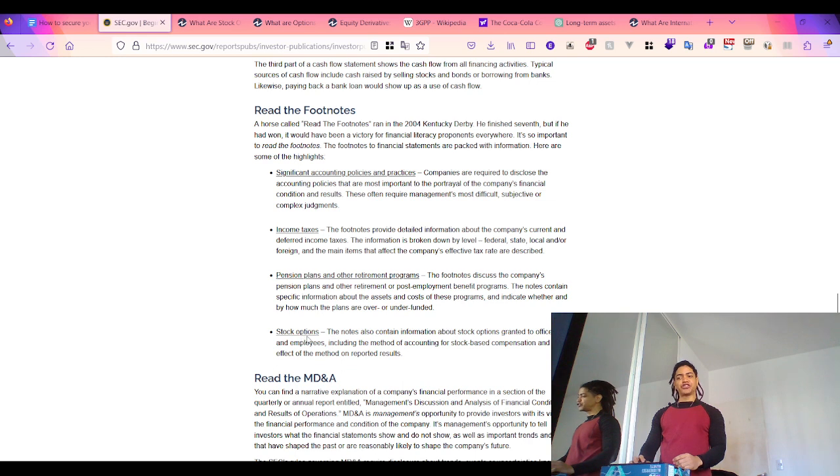And the other is stock options. So, stock options is a financial instrument. All of this is financial jargon, okay, which is a financial instrument whose value is based on an underlying security, such as stocks. Stock options.